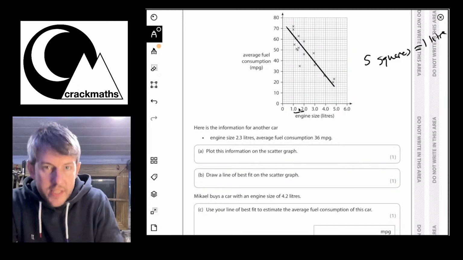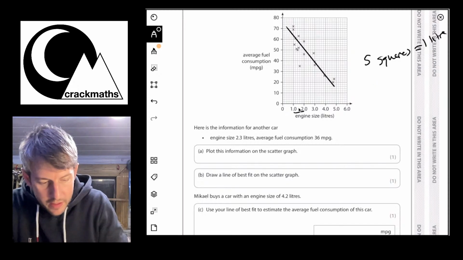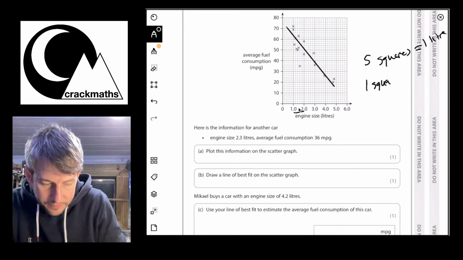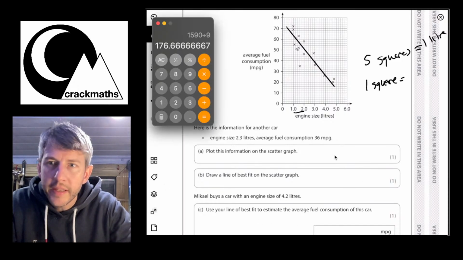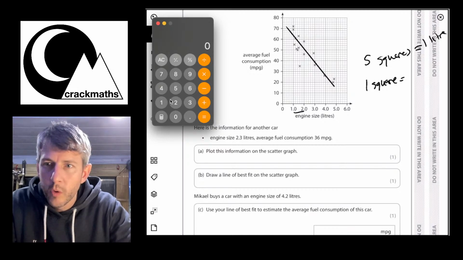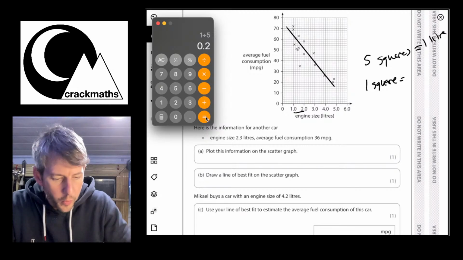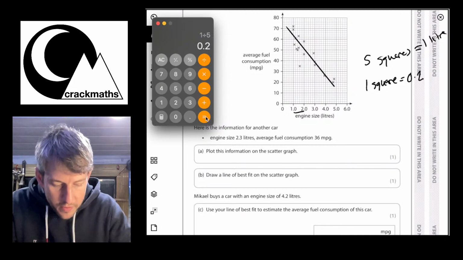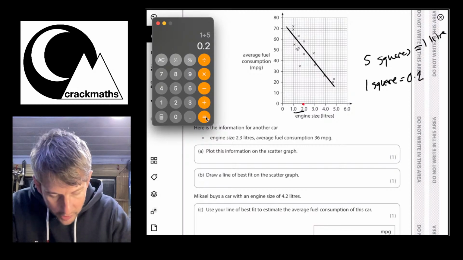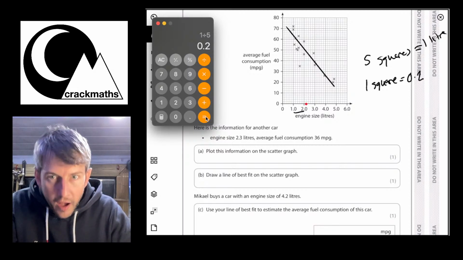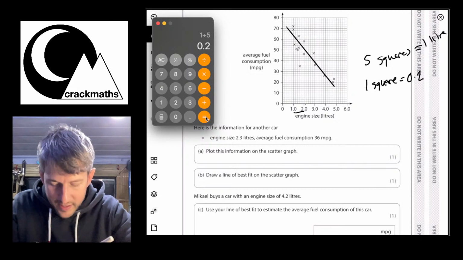Okay, so if I divide both of these by 5 to get 1 square, let's do 1 divided by 5, 0.2 litres. So each one of these small squares is 0.2 litres. So I want 2.3, so I'm going to want 2.5 of these squares.